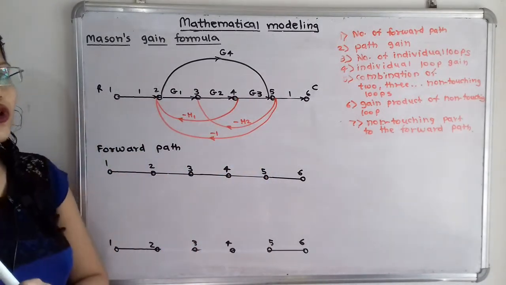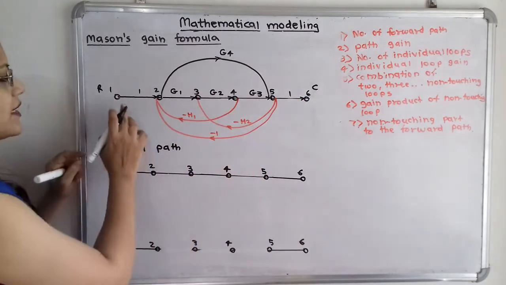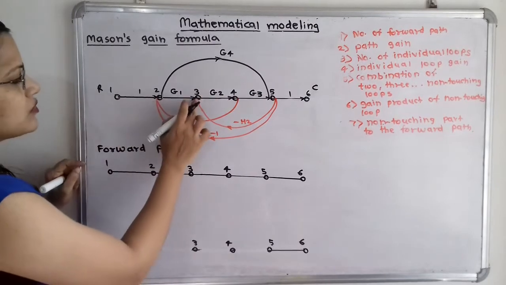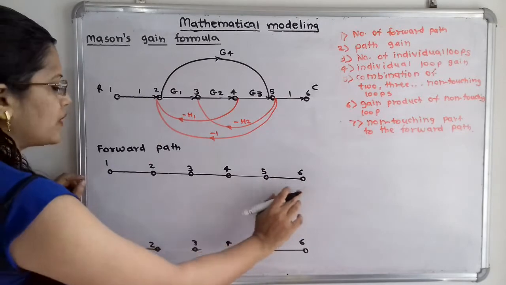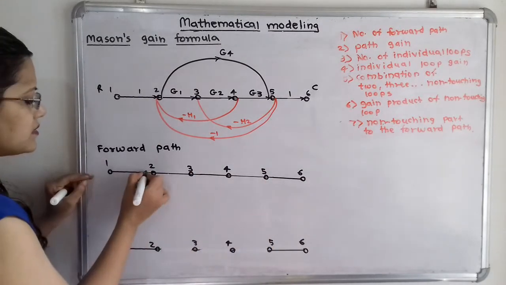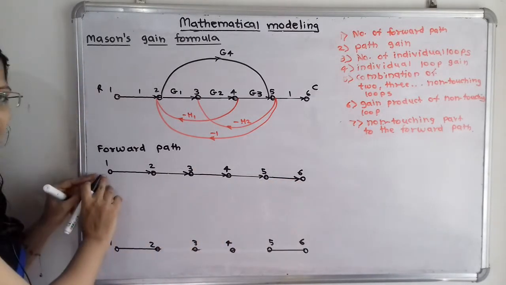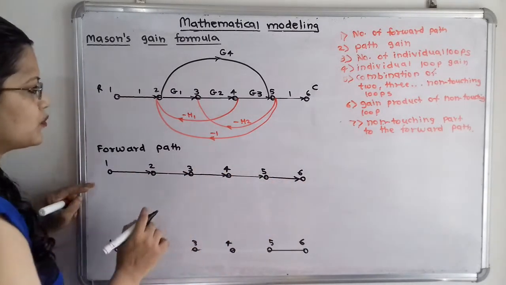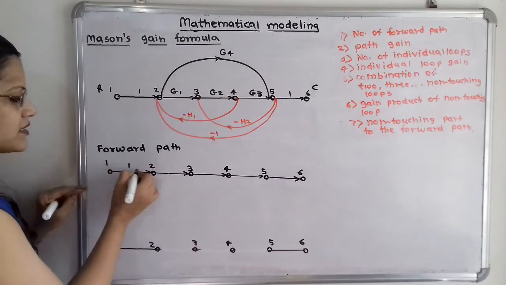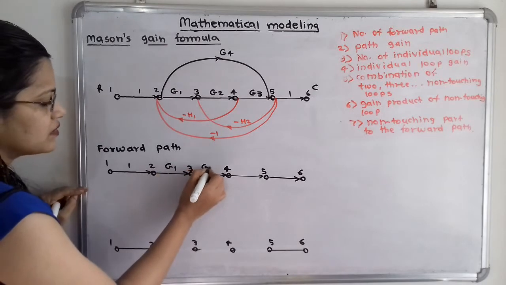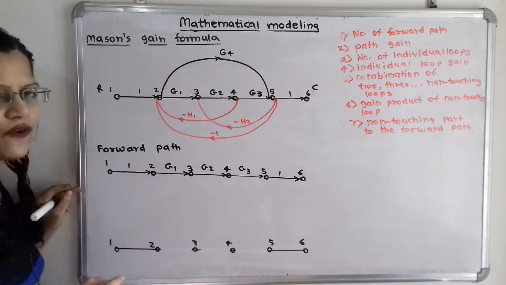So there are a total of 2 ways to move from node number 1 to node number 6. That is node number 1, 2, 3, 4, 5, 6. So this is the first path. We have to show here for the forward path that this is the first path by which we can reach from the input signal to the output signal. Now we have to show the gain also. Here there is no gain, that is gain 1, then G1, G2, G3 and again 1. So this is the first forward path.